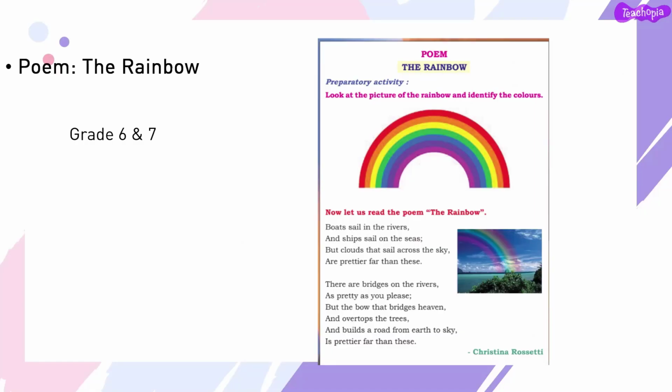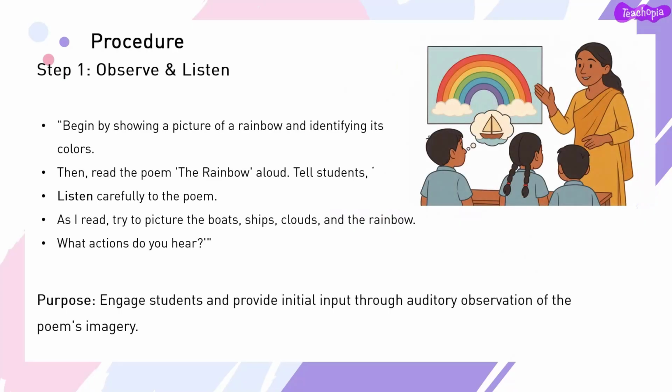The poem is taken from the textbook. Step 1 is observe and listen. Begin by showing a picture of a rainbow and identifying its colors. Then read the poem The Rainbow aloud. Tell students, listen carefully to the poem.